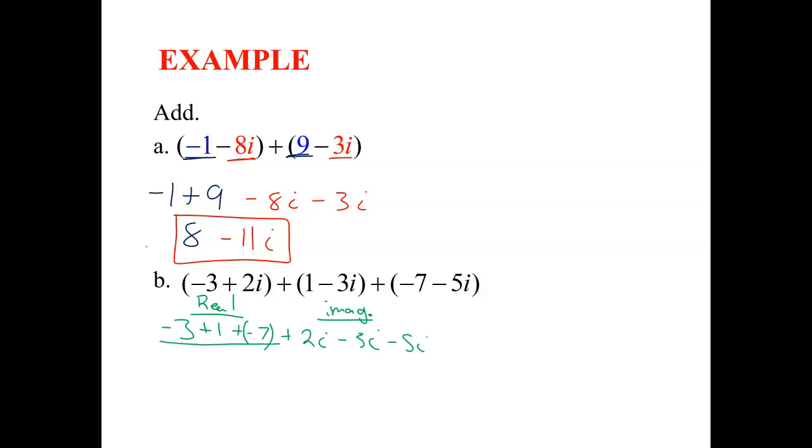-3 plus 1 minus 7. -3 plus 1 is -2. -2 plus -7 is -9. 2i minus 3i minus 5i. Positive 2 minus 3. Okay?